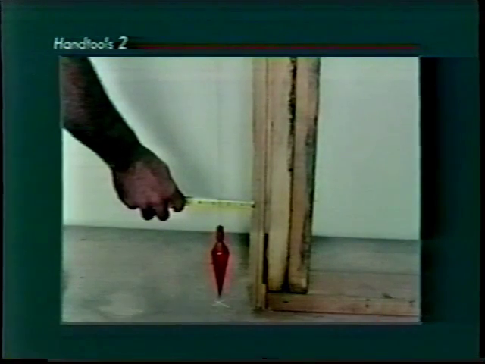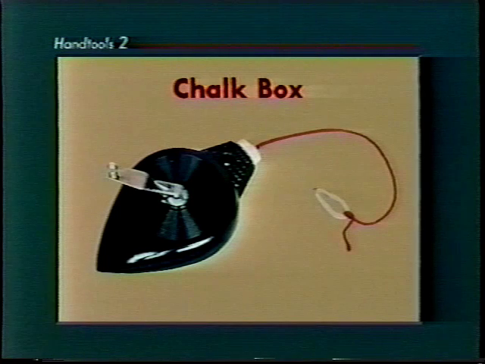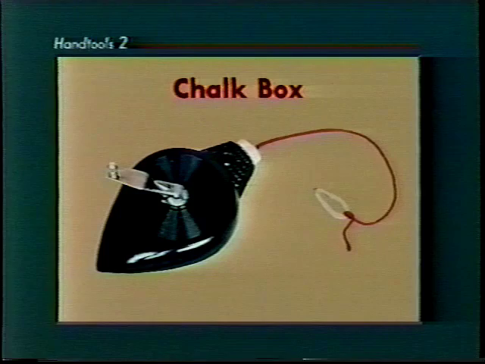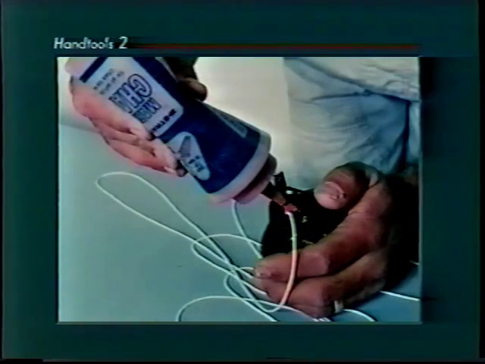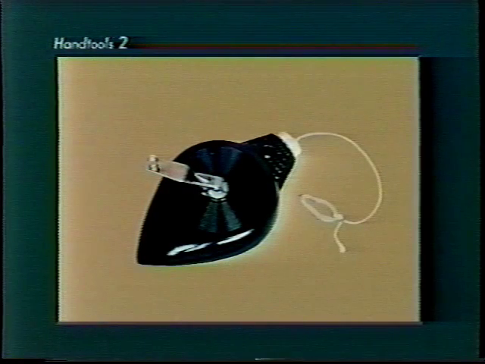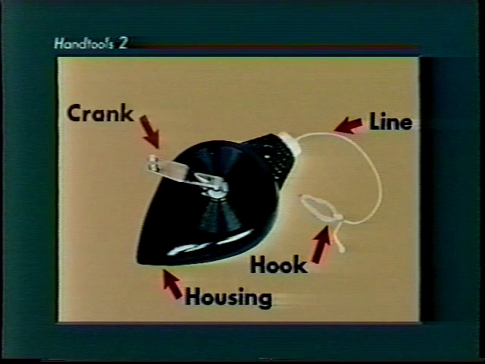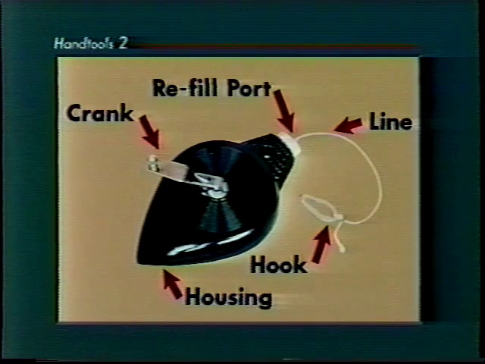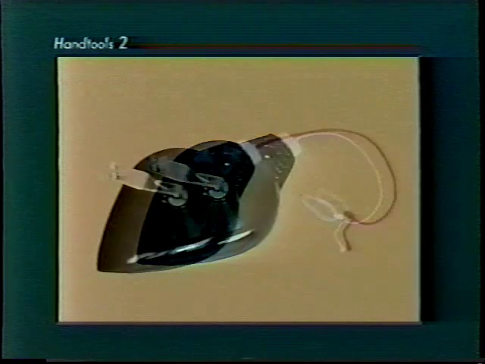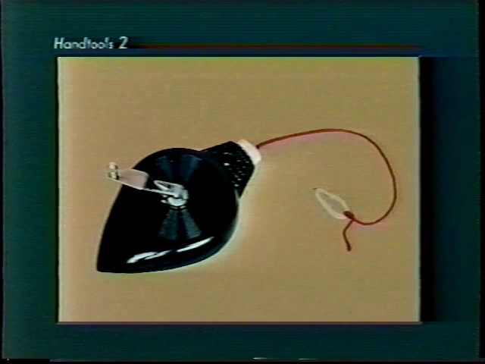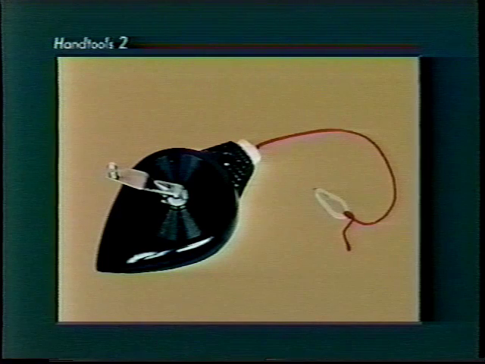The chalk box is a hand-size metal or plastic box containing 50 to 100 feet of coiled line. Fill the box with powdered chalk through a refill port. The chalk box has 5 main parts: the housing, the line, the hook, the crank, and the refill port. Inside the box is a chalk line reel that coils the line. When you extract the line from the chalk box, the powdered chalk automatically adheres to the line.